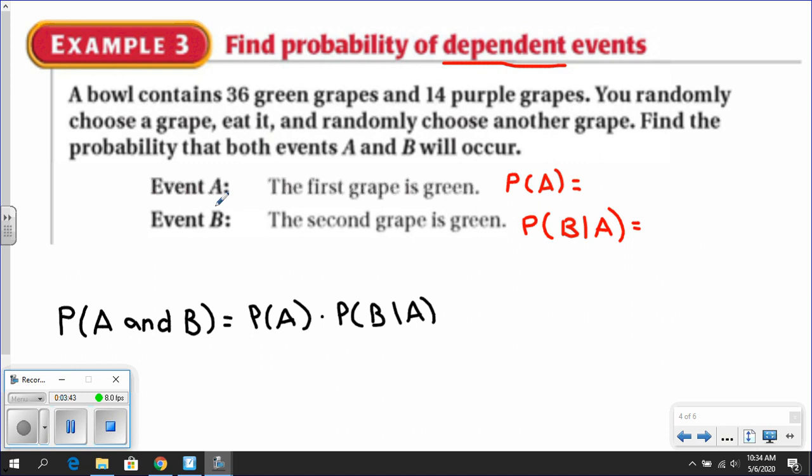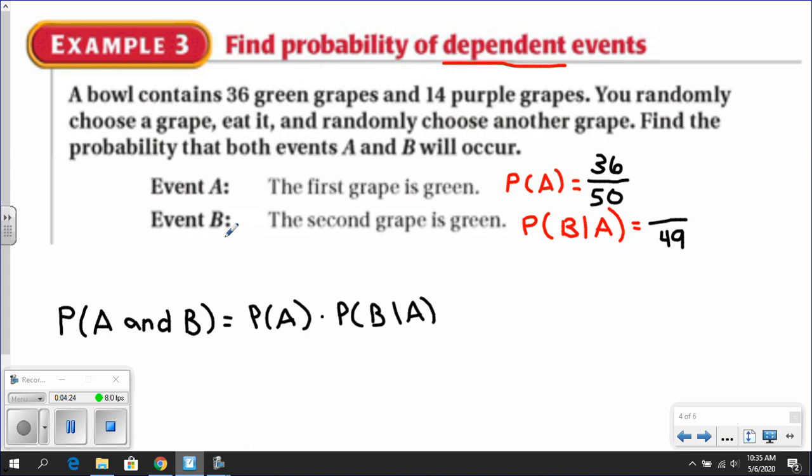So event A is going to be the first grape is green. All right, so we know that there are 36 green grapes, and there's a total of 36 plus 14 grapes, which if you do that math, there's a total of 50 grapes. So the probability of choosing a green grape is going to be 36 out of 50. So we grab a grape, it's green, and we eat it. So how many grapes now are left in the bowl? Well, if we take away 1 from 50, we then have 49.